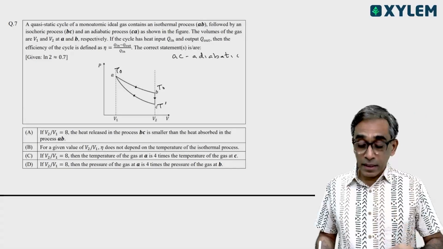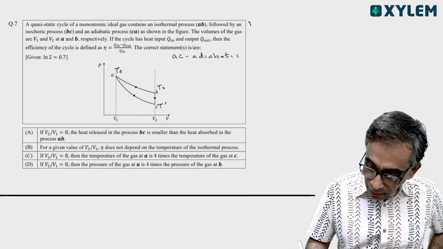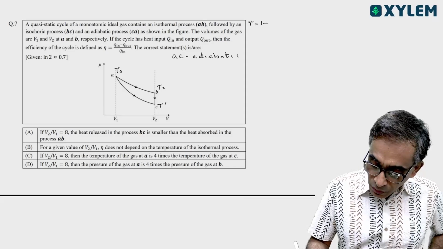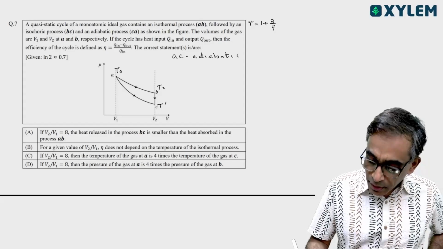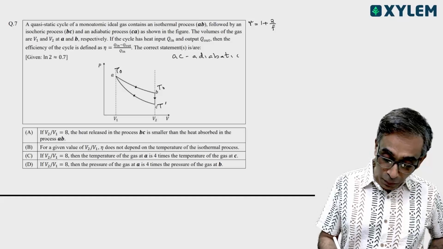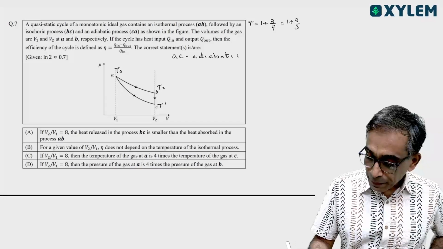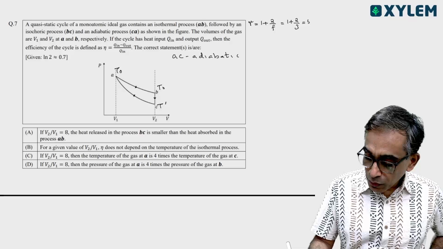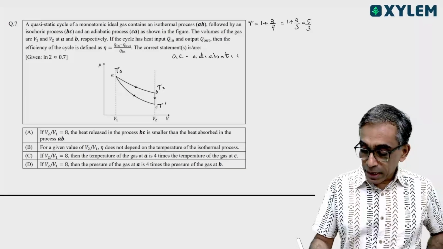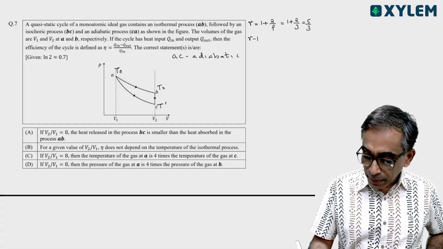Adiabatic, and gamma is important. So let's calculate gamma. What is gamma? It is 1 plus 2 by degree of freedom. Degree of freedom for monoatomic is 3. So this is 1 plus 2 by 3, which is equal to 5 by 3. But in many equations, you will need gamma minus 1.